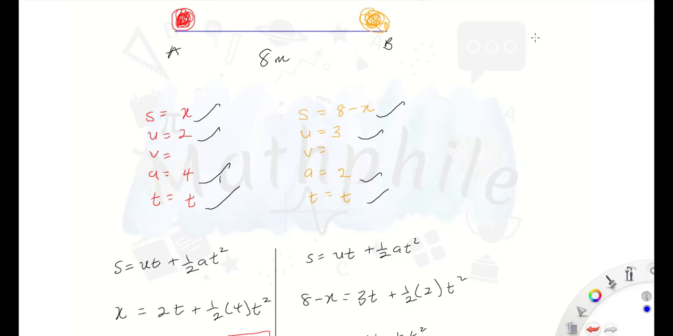If this particle travels 3 meters and they are meeting, it implies that the other particle would have traveled 5 meters. So let's generalize things. If this particle is traveling x meters, then the other particle is going to travel 8 minus x meters. Then you take it up from there. So that is one way to go about that question.